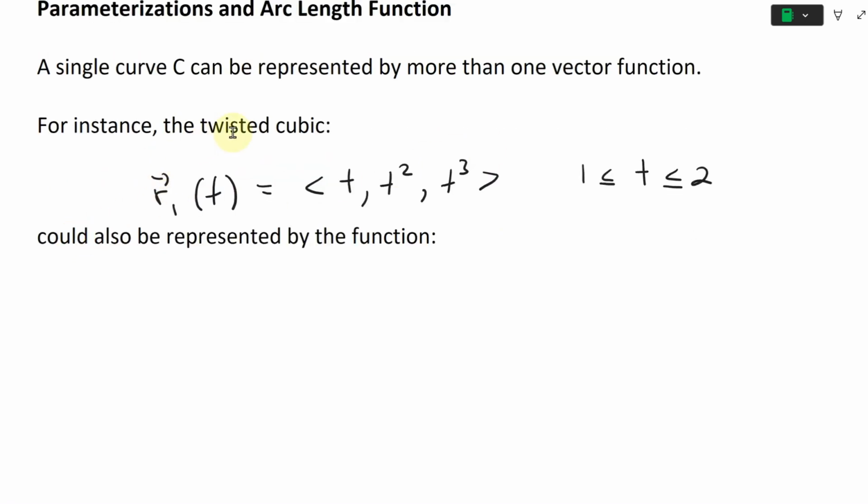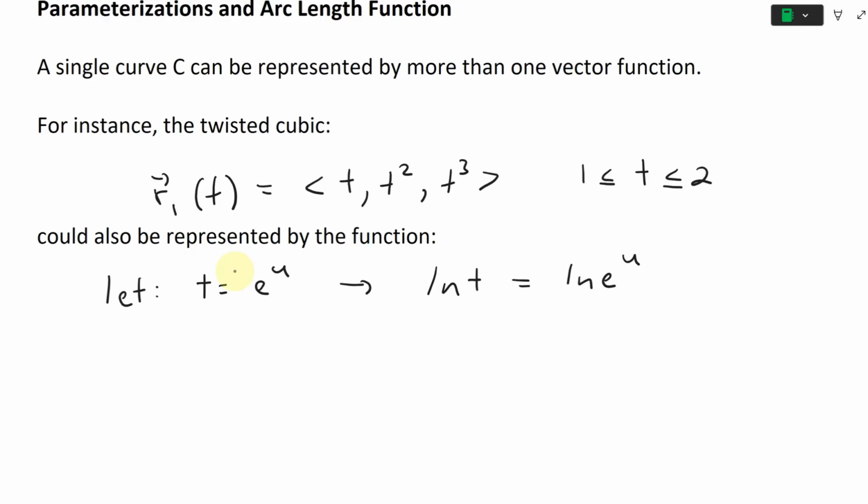This twisted cubic can also be represented by another function. What we'll do is change the variable to u. In this case, I'll just let t equal e to the u. The reason we're doing that is because it's easy to manipulate. If we take the natural log of both sides, we get ln t equals ln e to the power of u.